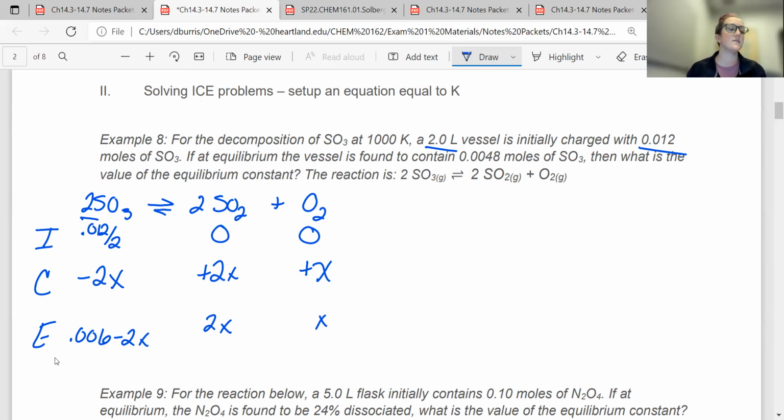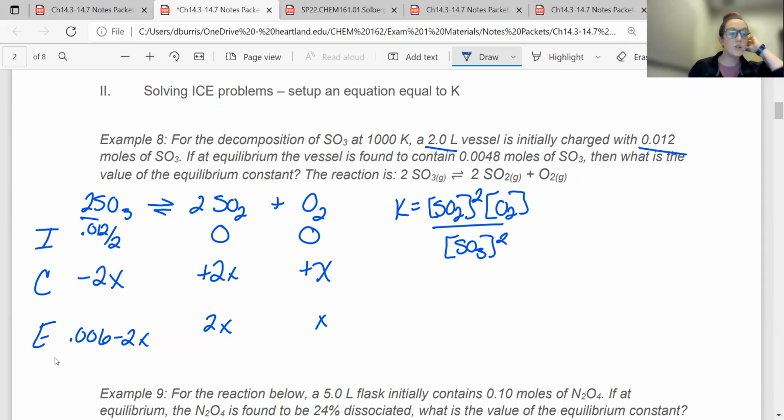All right, now the other thing I said is we have to set up a K equation. Now we know for this equilibrium that K is going to be SO2 squared times O2 over SO3 squared, right? So now what I'm going to do is I'm actually going to plug in, or I want to solve for x somehow. All right, now if I gave you K, we could kind of solve for x that way. But in this case, I have one more piece of information. I said at equilibrium, the vessel has this many moles of SO3.